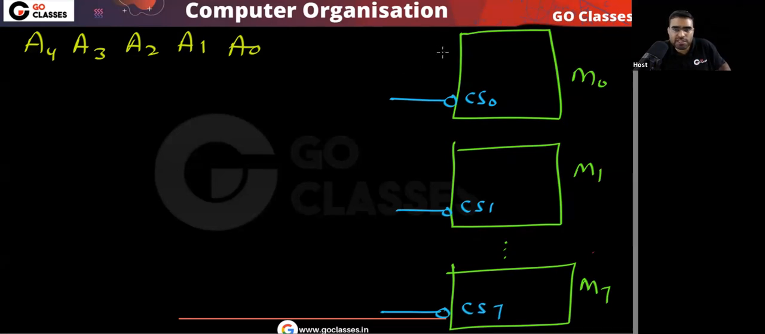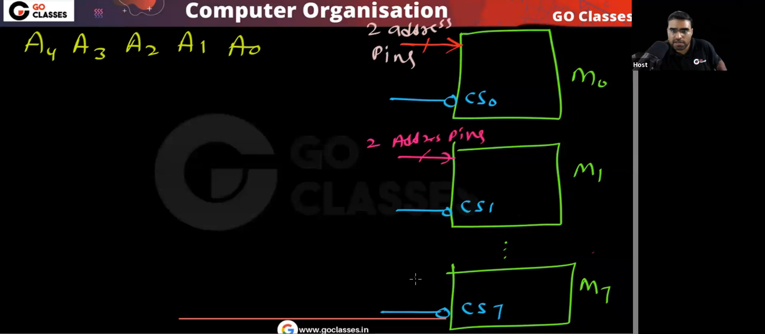You tell me how many address pins are there? How many address pins does this chip have? Only 2 address pins, right? Yes or no? Remember, there are only 2 address pins. Here there are 2 address pins. Similarly, there are 2 address pins here also, and 2 address pins here also. So like this, these are the address pins.